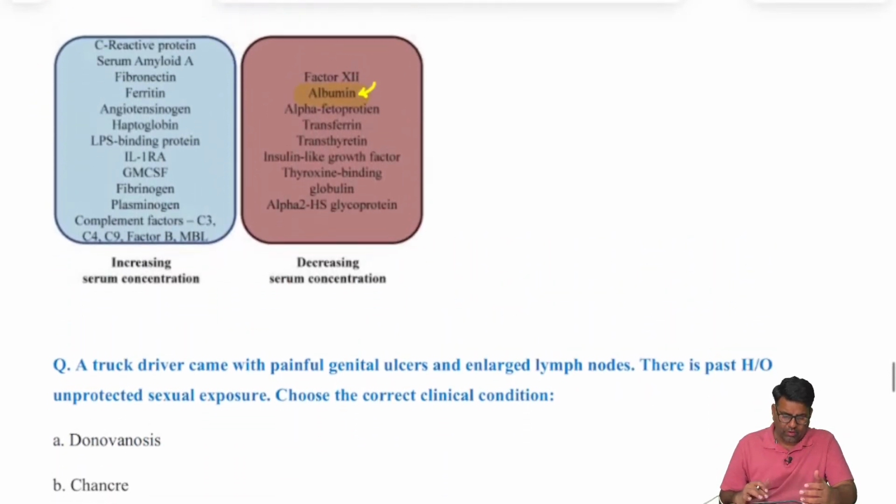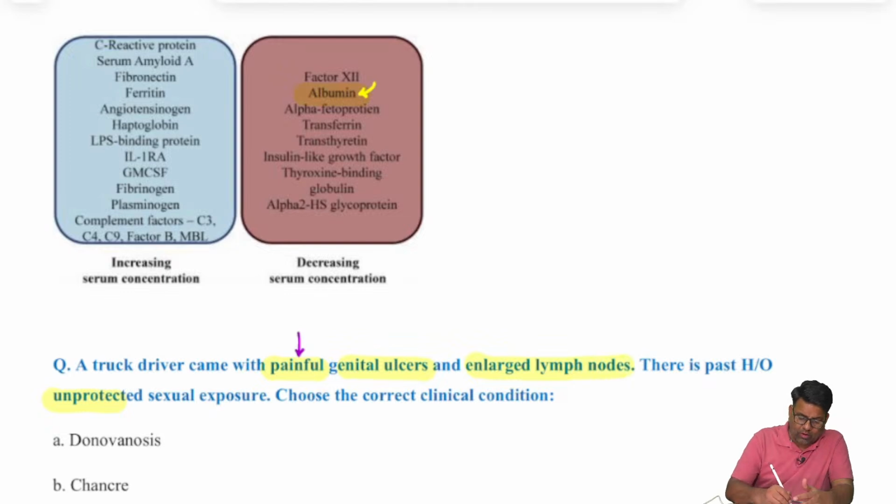Now we'll move on to microbiology, and the very first question was from sexually transmitted diseases. Here, a patient presented with painful genital ulcers associated with enlarged lymph nodes, and this was after an unprotected sexual act. Now, what is the diagnosis? Here the important keyword is painful genital ulcer, right? And this goes along with the enlarged nodes.